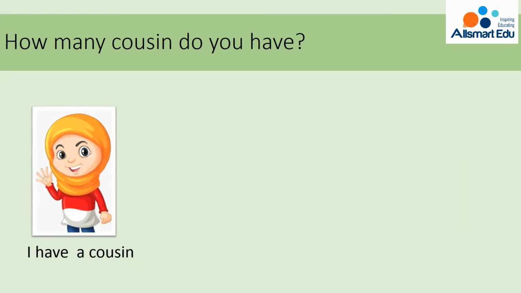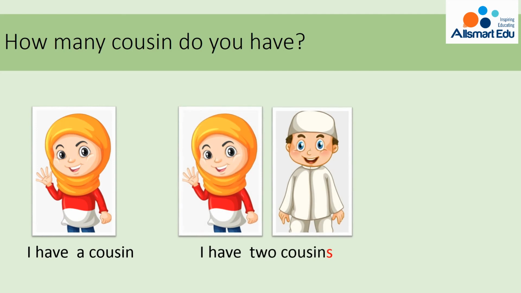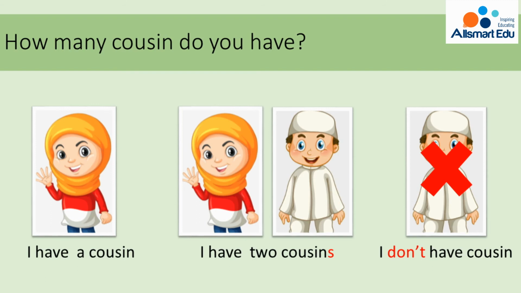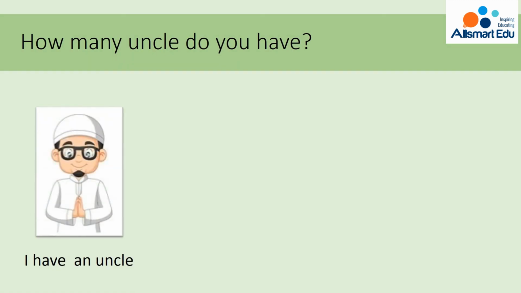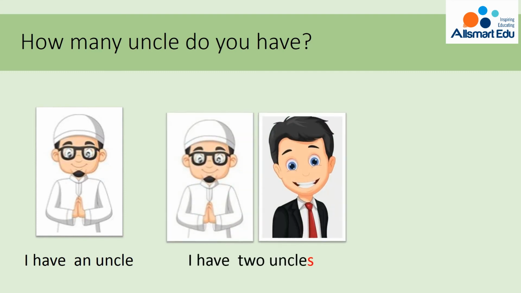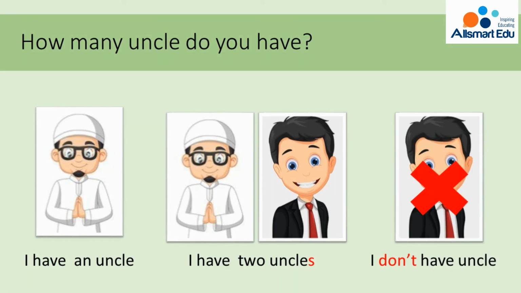How many cousins do you have? I have a cousin. So you only have one cousin from your uncle and your aunt. I have two cousins. Don't forget, if there are two or more than that, you need to add S in the end. Like this one, I have two cousins. Not cousin, but cousins. And if you don't have cousin, you can say, I don't have cousin. How many uncles do you have? I have an uncle. It means you have one uncle. I have two uncles. You need to add S because there are more than one uncle. If you don't have uncle, you can say I don't have uncle.